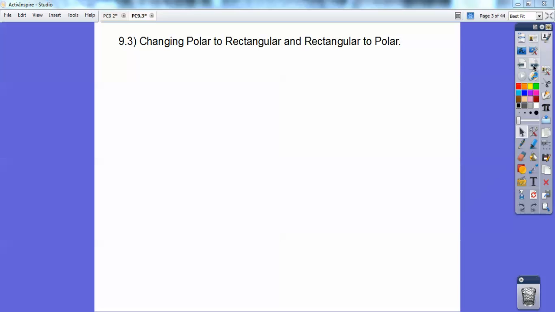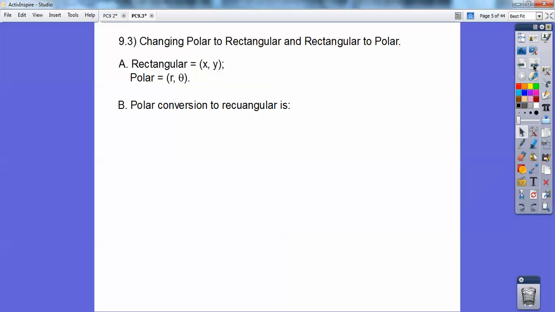Just a couple of formulas here. Rectangular is, remember, xy. You did an xy chart, and polar is r theta. Okay, so polar conversion to rectangular, this is the easy one, you guys. x equals r cosine of theta and y equals r sine of theta. So find the rectangular coordinate of each.